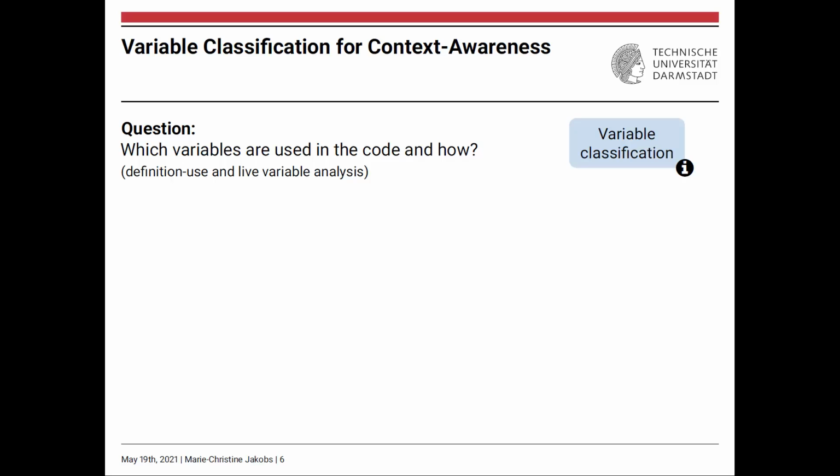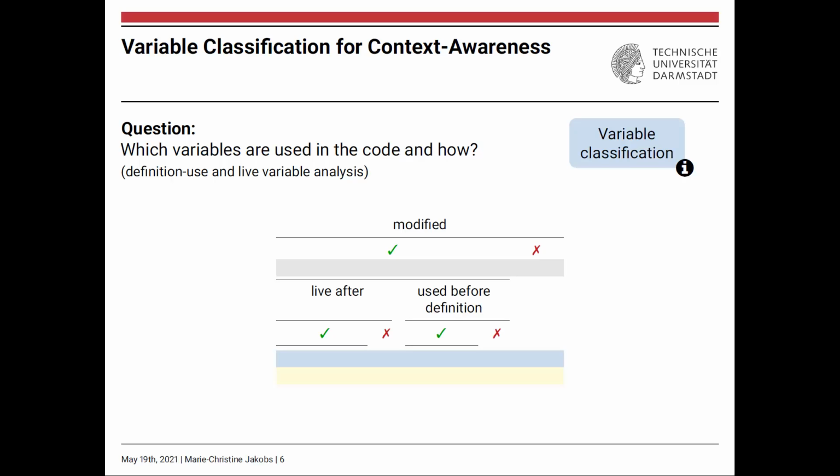And the task of the variable classification is to find out which variables are used in the code and how. And therefore it uses two analyses, a definition use analysis and a live variable analysis. Our variable classification thereby distinguishes whether a variable is modified in the code segment, whether modified variables are live afterwards, meaning their result is used, and whether modified variables may be used before they are defined by the code segment. This means they are input dependent. We use this information for the encoding.